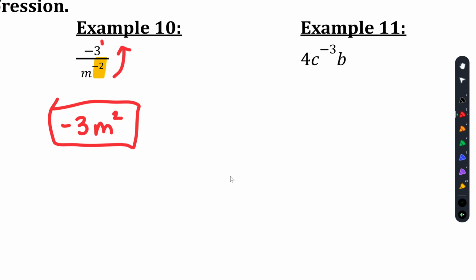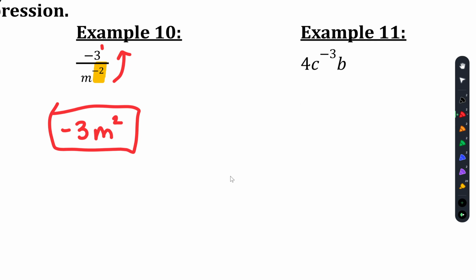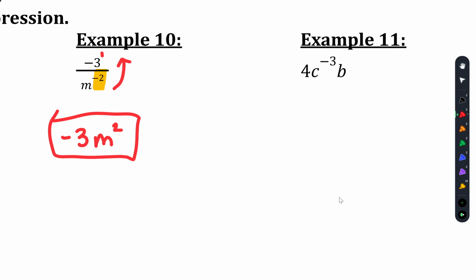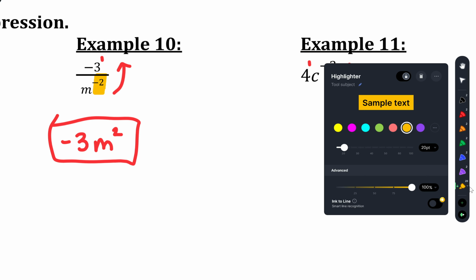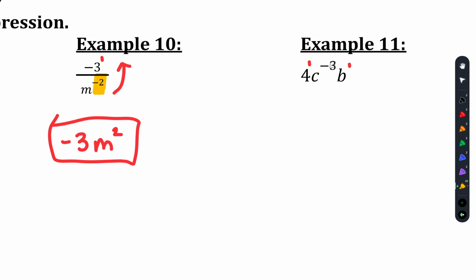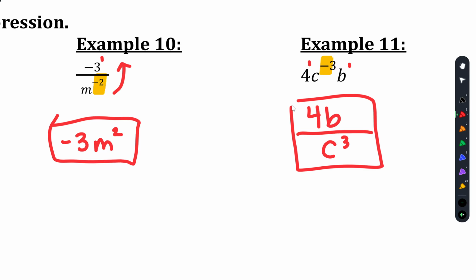In example 11, there are 3 bases. I see 4 to the positive 1 power, c to the negative third, b to the positive 1. The only one with a negative exponent is that c to the negative third. So that's the only one that needs to move. The 4 and the b are going to stay exactly where they are, and that c to the negative third will go to the bottom and be c to the positive third.